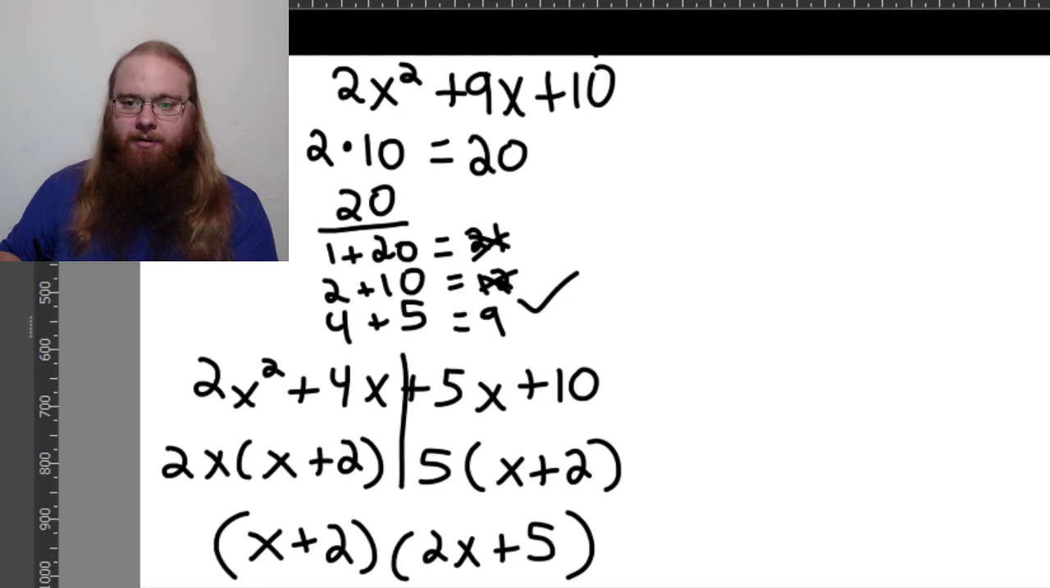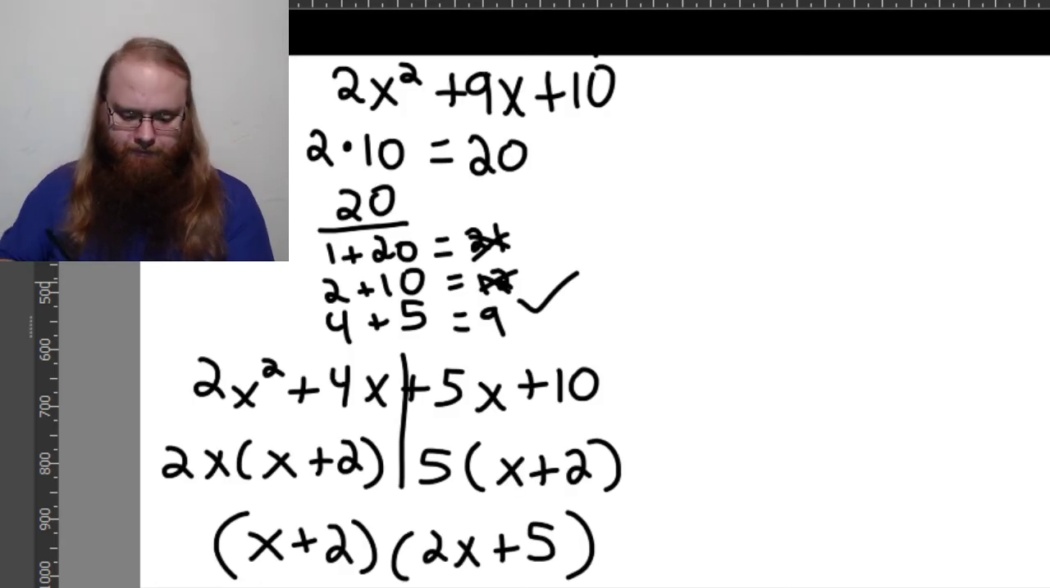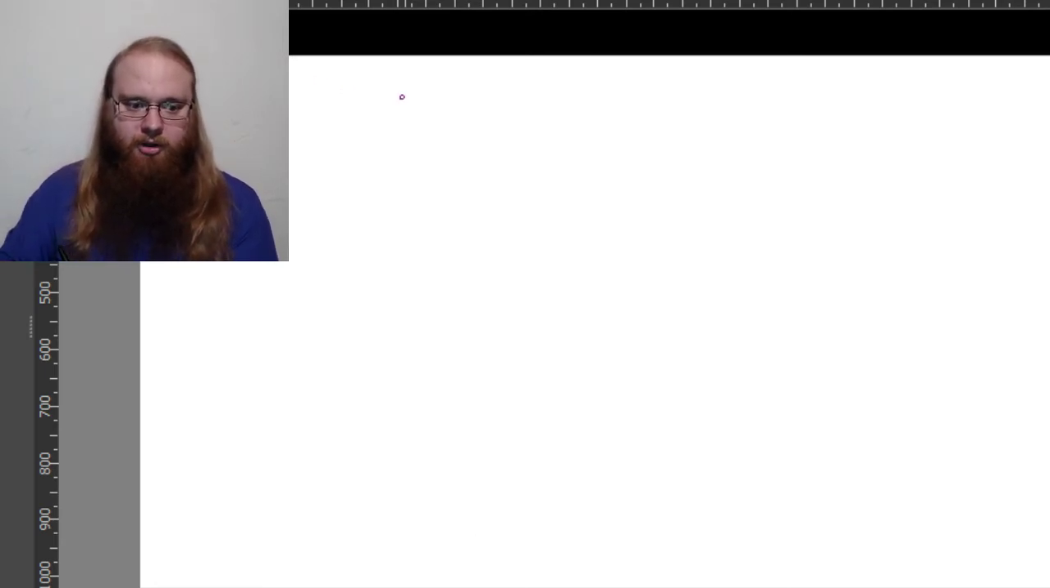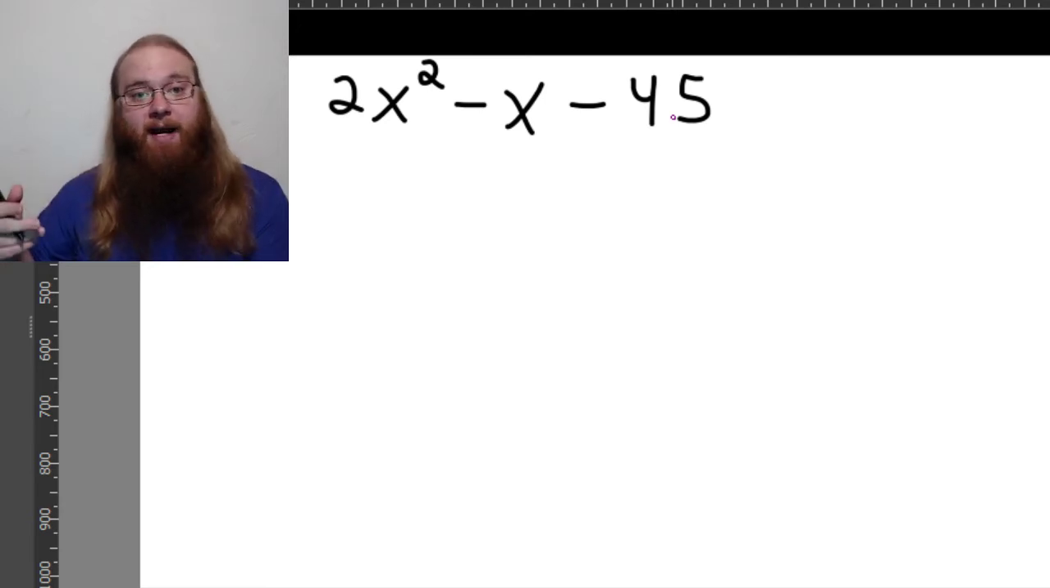Let's go ahead and do another one together, and then I'll let you do one on your own. So, let's go ahead and do 2x squared minus x minus 45. Notice, this isn't plus plus like the last one. It's minus minus.